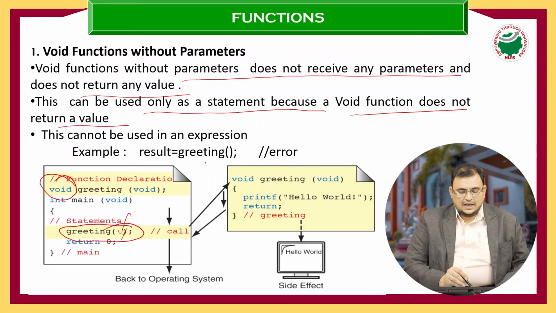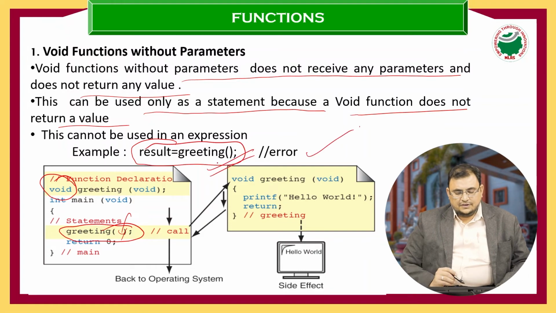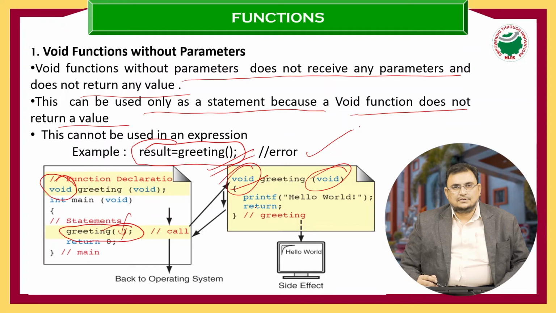It cannot be used like this. So it is not a standalone. If you use it like this, it is an error because it is a void function. Void means nothing: your return type is void, and the parameters are also nothing, void. So this is category 1, a void function without parameters.